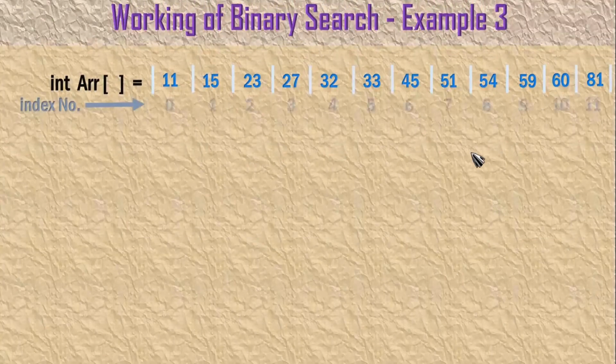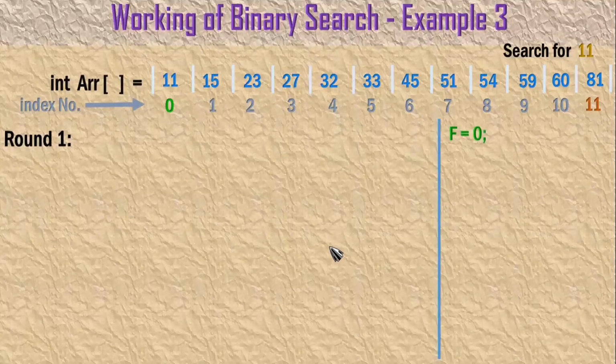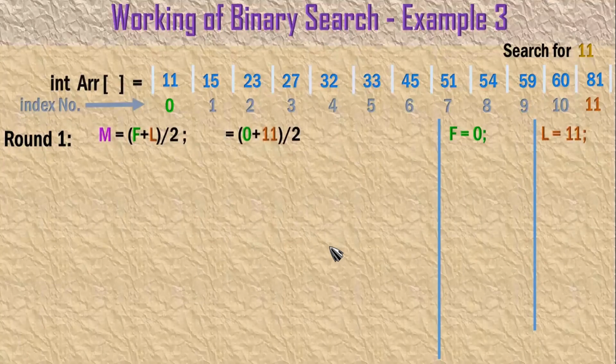The index numbers of this array are 0 to 11. So let me search for element 11. At round 1, the first index is 0 and the last index is 11. So we will have the middle element as (0 + 11) / 2, which is 5.5. Only the integer part of this we will take. So we will take 5. At 5, 33 is the value available.